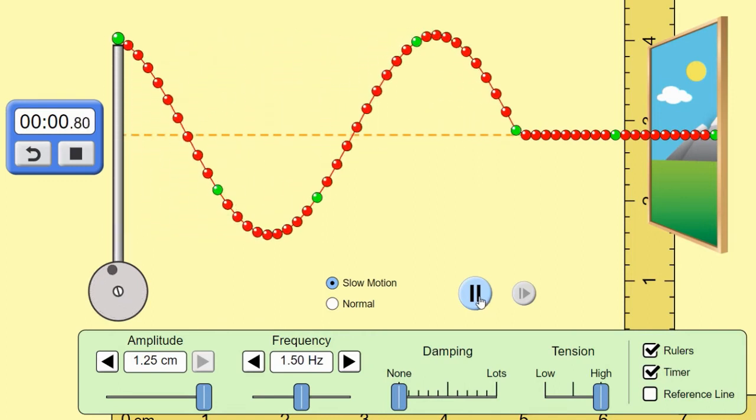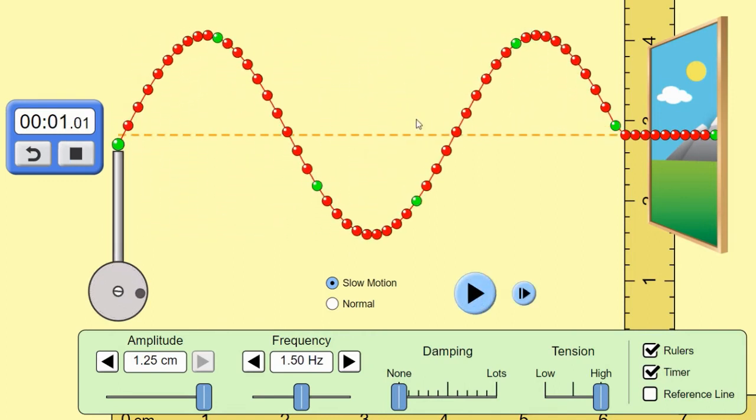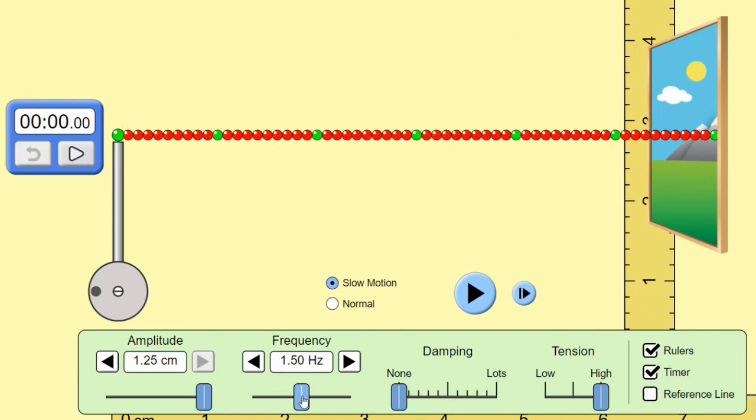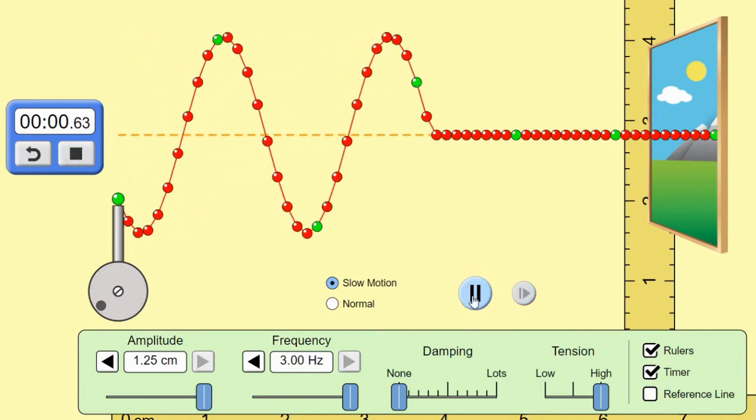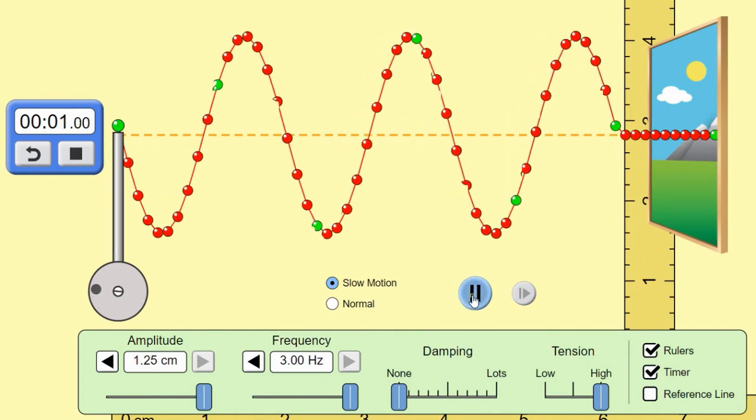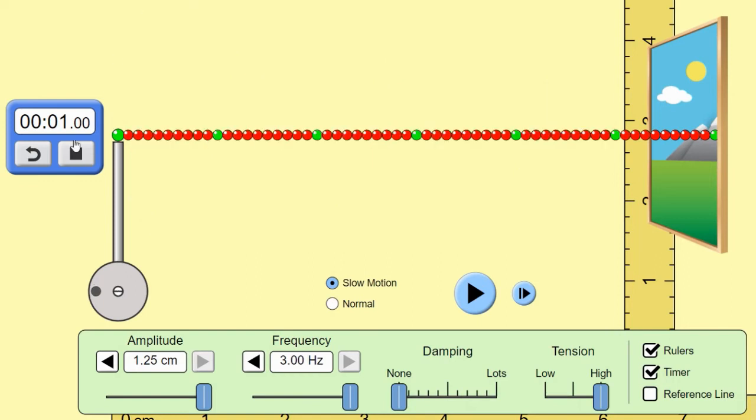And probably no surprise, in 1 second, it's traveled the same distance. So amplitude also not having any effect on the speed of the wave. Let's just crank them both up. 1.25 centimeter amplitude, 3 hertz frequency, speed still the same. So amplitude, frequency aren't having any effect on the speed of the wave. I'm just going to put them back to where they started.